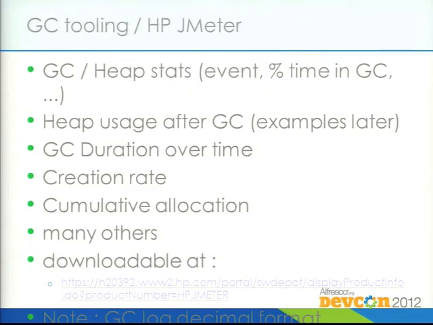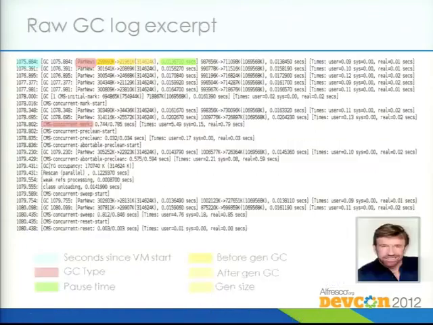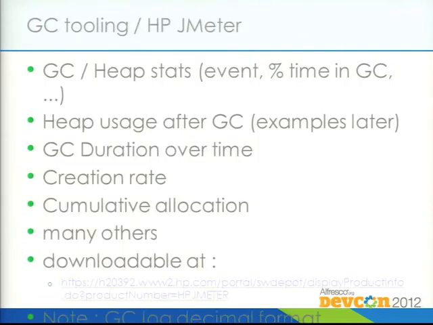It's free. It's downloadable at this address. There's a comment down there that's not really visible, but it says that in JDK 7, the GC log format for the decimal timestamps that we just mentioned, the green bit, has changed from commas to dots.